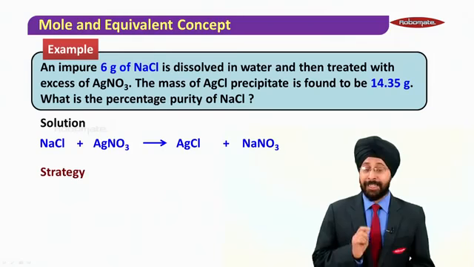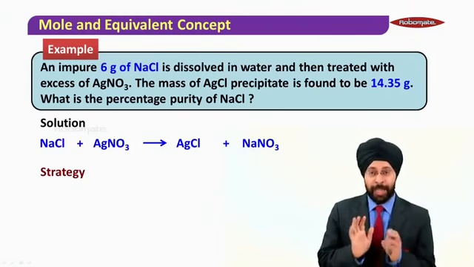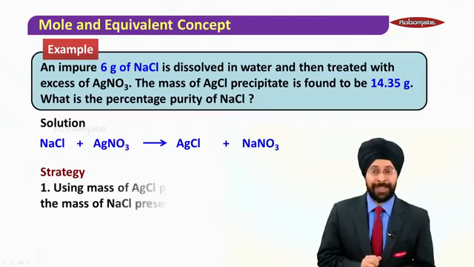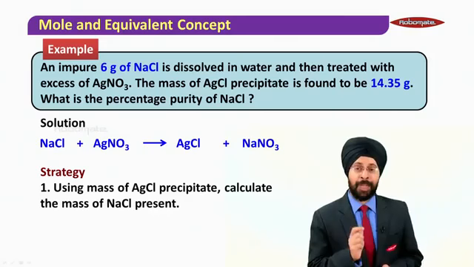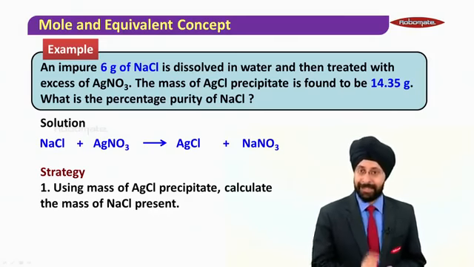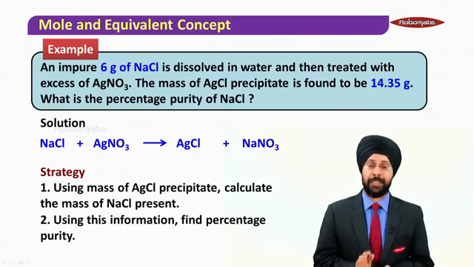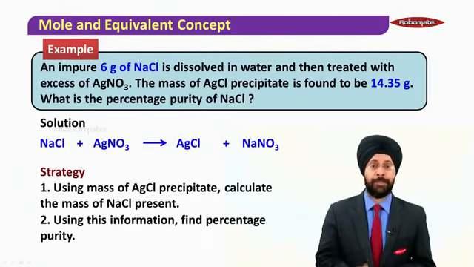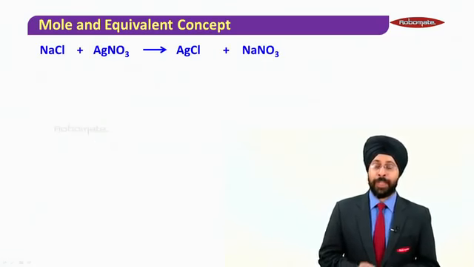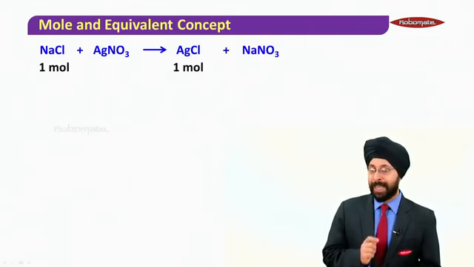Strategy क्या होनी चाहिए हमारी कि जो भी AgCl precipitate होना है वो तो actual NaCl से ही precipitate होना है. So using the mass of AgCl precipitate, we will first calculate the mass of NaCl that is present. And then using this information, we find the percentage purity. जितना actual है, theoretically हमें given है 6 gram है, we can calculate. So we write down the reaction and then we first do the stoichiometric analysis.